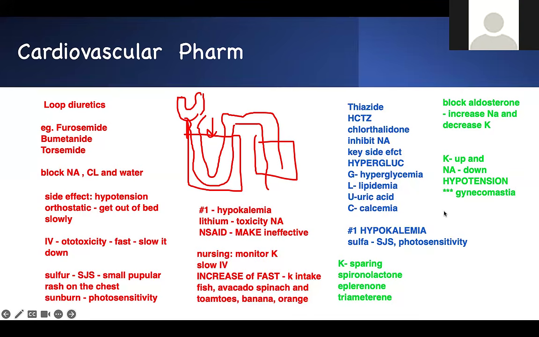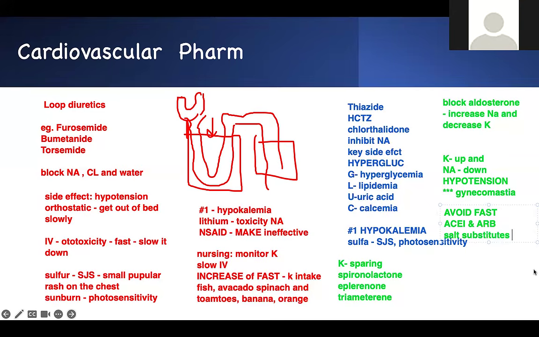What do you teach them? Too much potassium, right? Therefore, avoid the fast, avoid banana and other things because they have too much potassium, and monitor their potassium. They should also avoid ACE inhibitors and ARBs because they lead to potassium retention. Okay, and they should avoid what? Salt substitute.